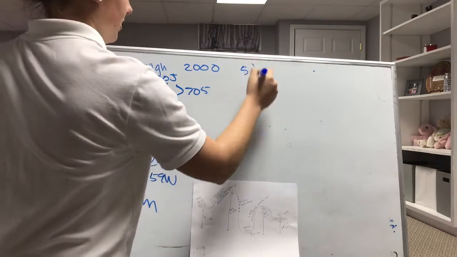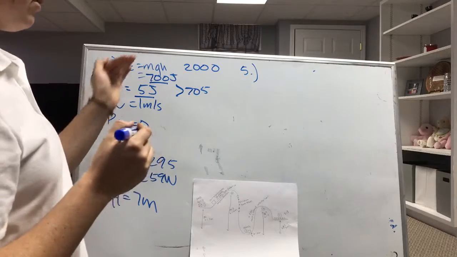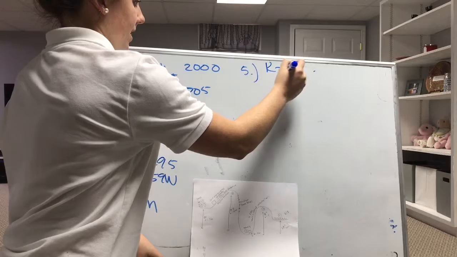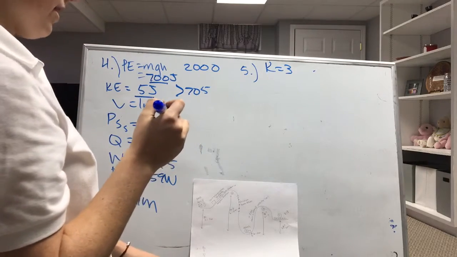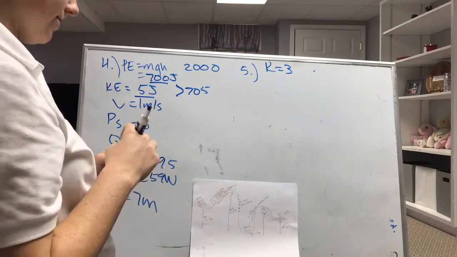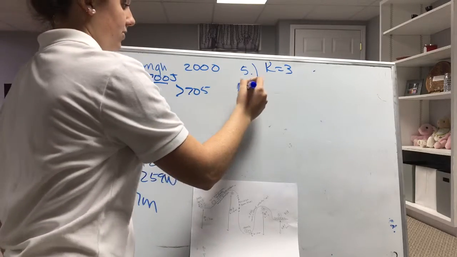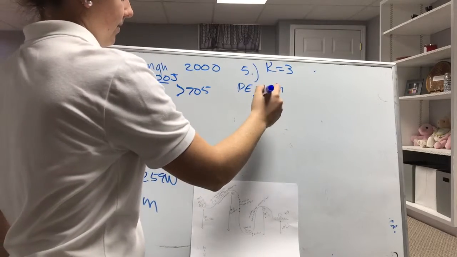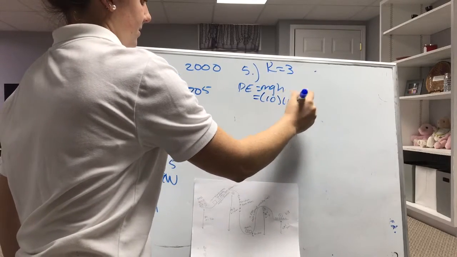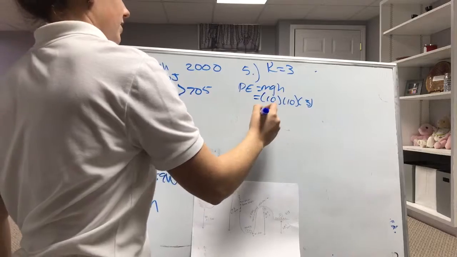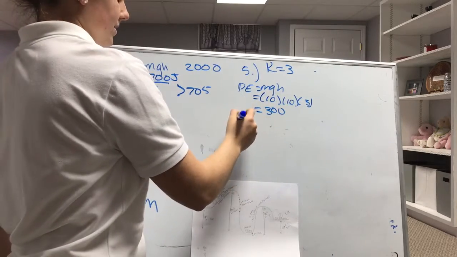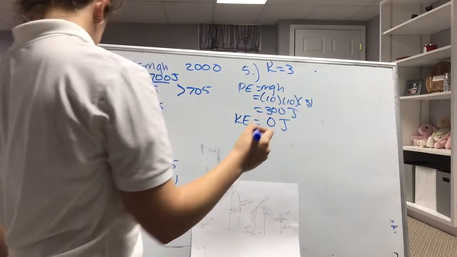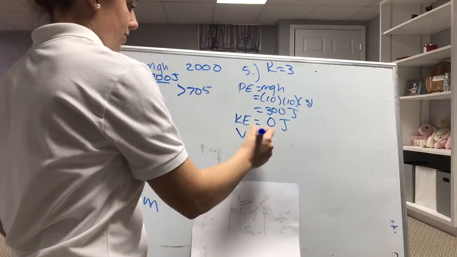Now, last, position 5, the cart will be going back downhill and stopping at the spring. Here we are given at the spring K is equal to 3. And the height is equal to 3 meters. So how do we find potential energy? Again, mass times acceleration due to gravity times height. We have 10 times 10 times the height of 3, 300. We're given no velocity, and here the cart is stopped by the spring, so the kinetic energy is equal to 0 joules. The velocity, we just said, is 0.